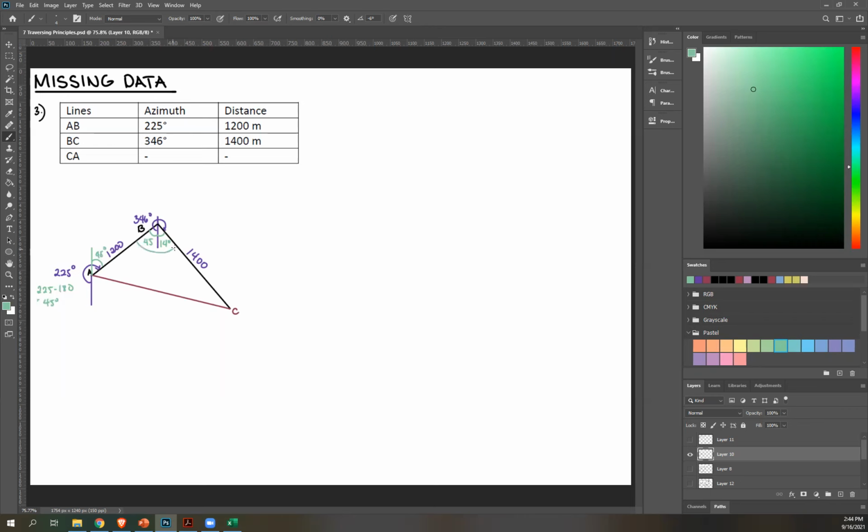Therefore, we can conclude this total angle is just 59 degrees. Right? Because that's just 45 plus 14. And now I can create my cosine law equation. So c squared, so that's this line. So let's call that AC squared equals 1,200 squared plus 1,400 squared minus 2 times 1,200 times 1,400 cosine 59. From this, please solve what's AC.